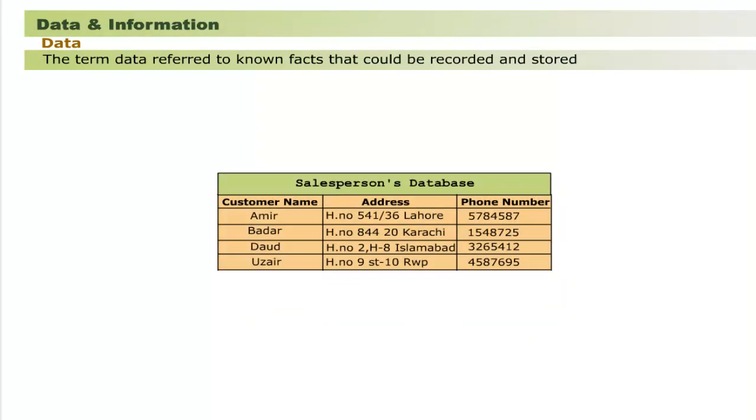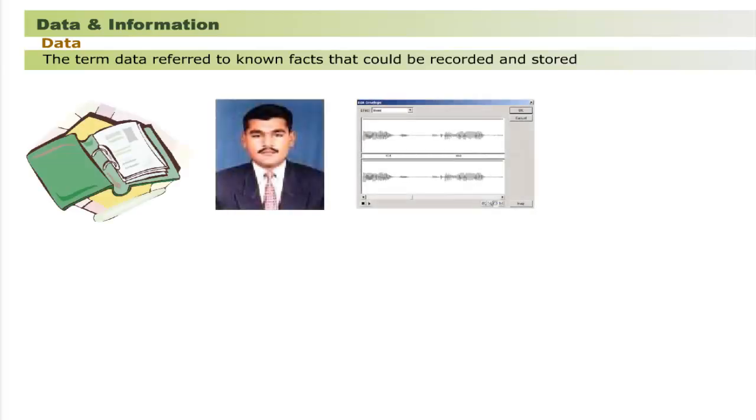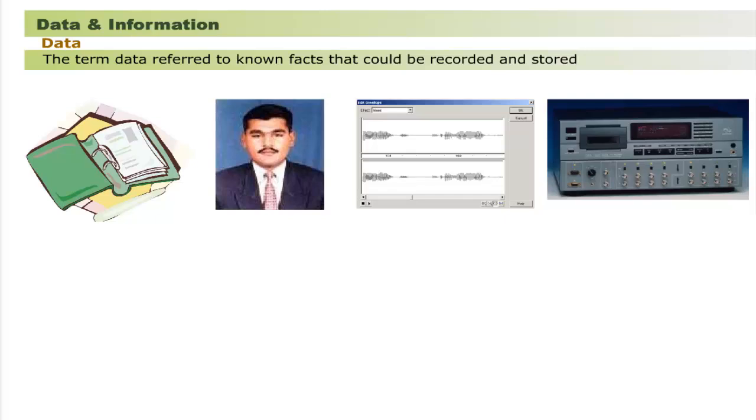Similarly, in a salesperson's database, the data would include facts such as customer name, address, and telephone number. This definition now needs to be expanded to reflect a new reality. Databases today are used to store objects such as documents, photographic images, sound, and even video segments, in addition to conventional textual and numeric data.